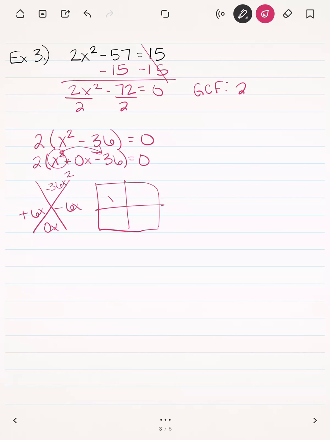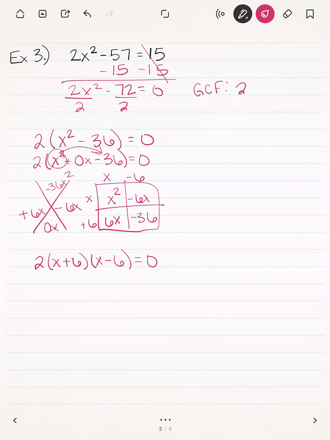So I go to the box, I get x squared, negative 36, and then my positive 6x and my negative 6x. Well, x squared and 6x have an x in common. X times what is x squared? Well, x. X times what is 6x? A positive 6. X times what is a negative 6x? Get a negative 6. So I write out my factors. I have 2, which was the GCF, times x plus 6, times x minus 6 equal to 0.